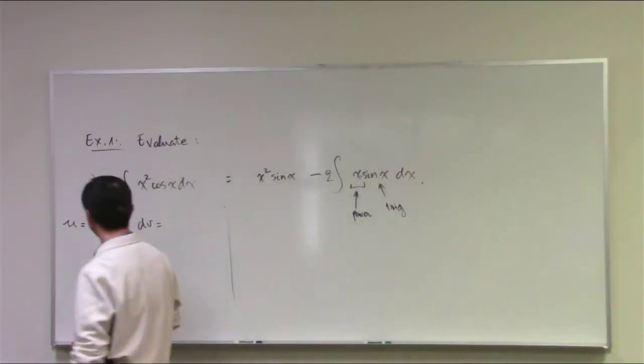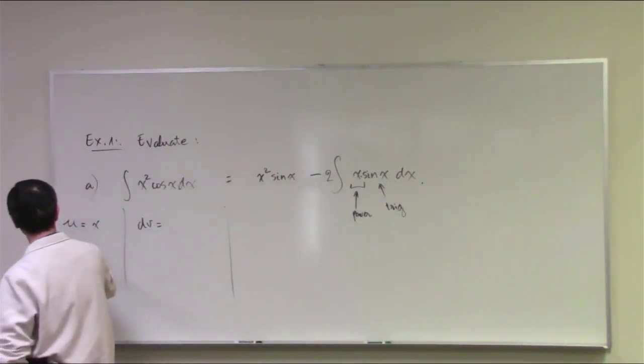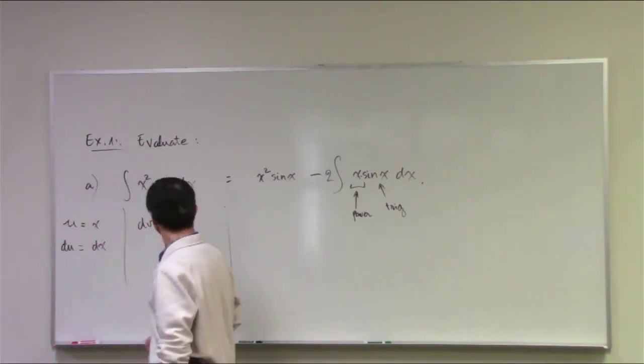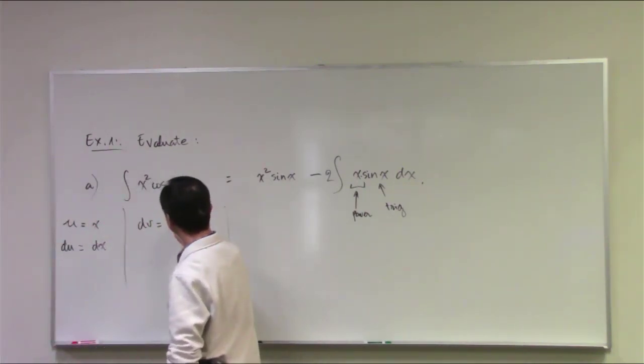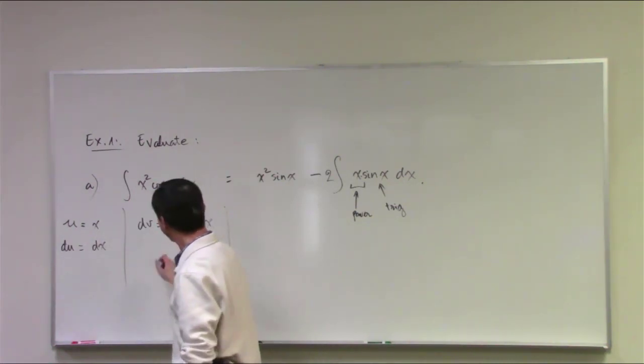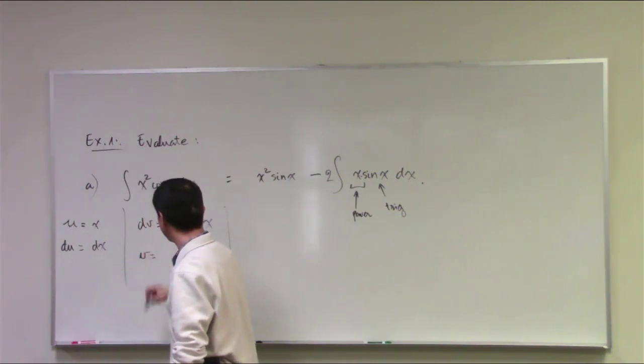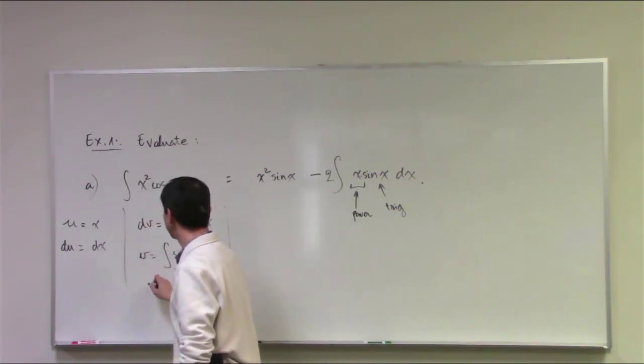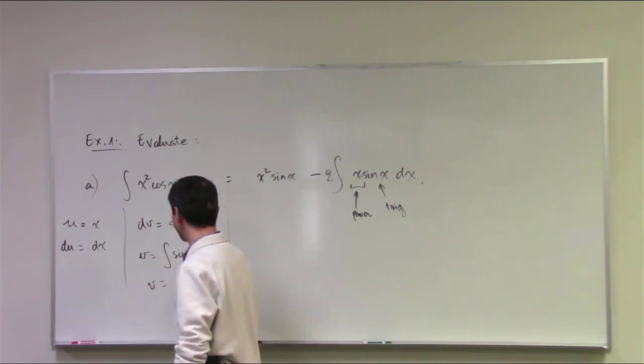Now I can go u equals x. That makes du consequently equals dx. dv can be chosen to be the sine of x dx, right? Everything else is that. And so that means v has to be the integral of sine of x dx. It's v equals negative cosine of x.